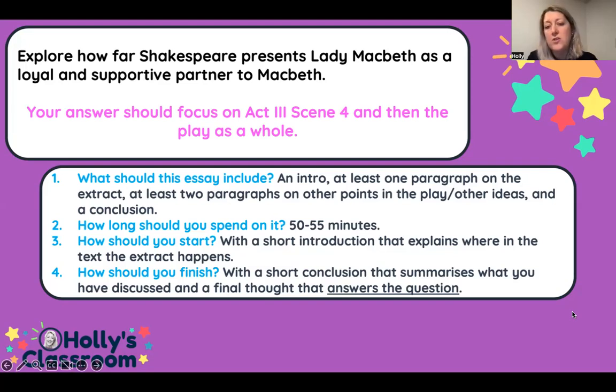And finish with a short conclusion that summarises what you have discussed in your essay, but also a final thought that answers the question. So it's really important at the end of the essay to make sure you come back to making it absolutely clear that everything that you've said answers the question.